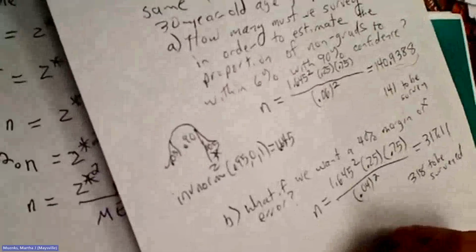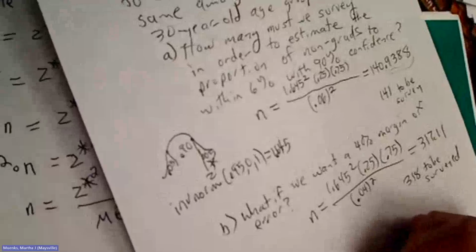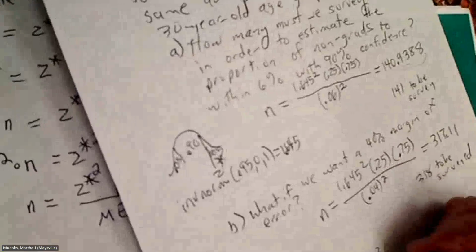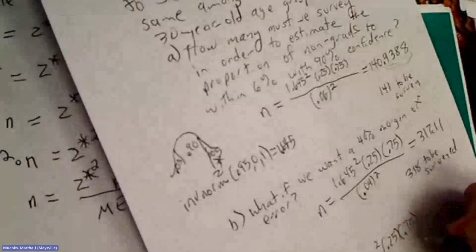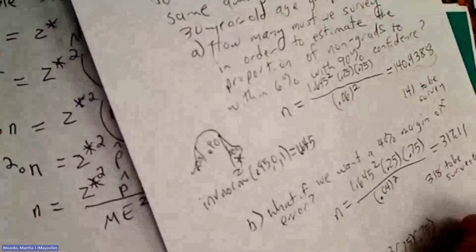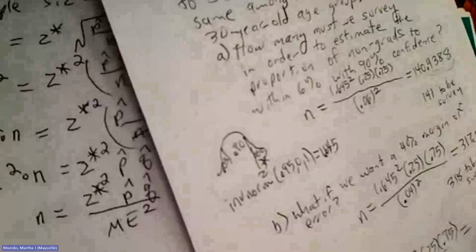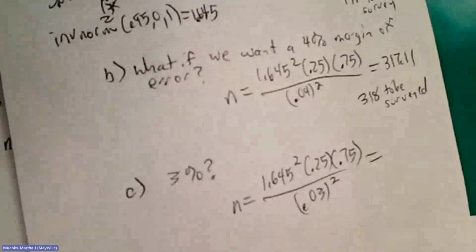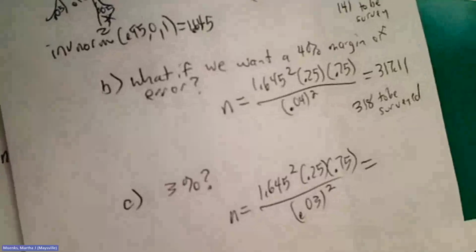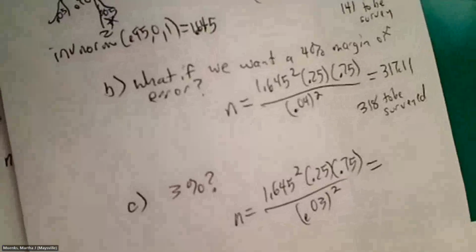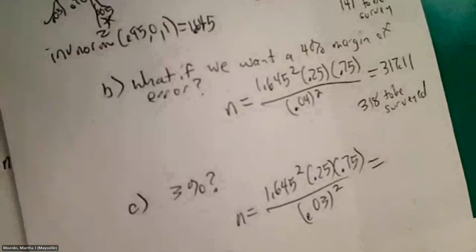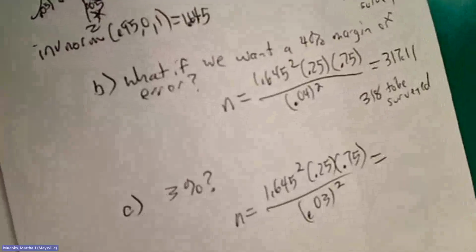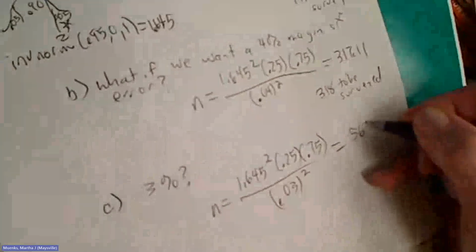And for 3%, same process. We're going to just change it to 0.03 squared. And, oops, I'm sorry, I'm shaking. It's hard to hold the camera. And we get 563.75.